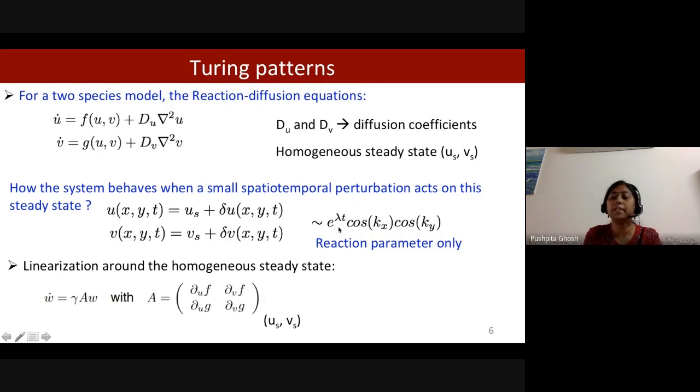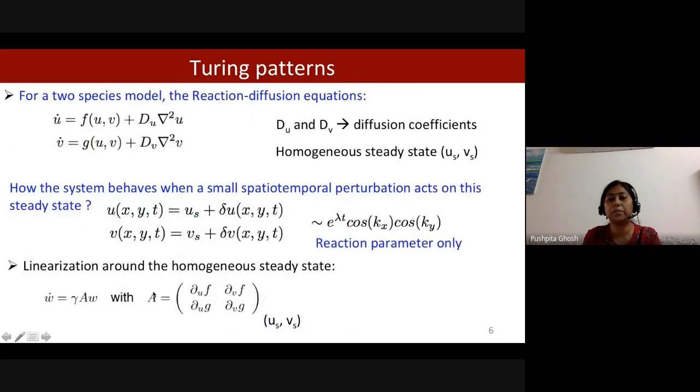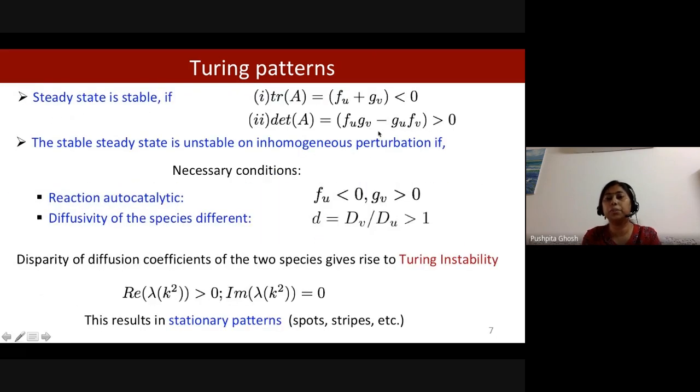Now utilizing this, you can simply linearize the system and find out the Jacobian matrix around the steady state. And then we could see the stability conditions: whether the trace of this Jacobian matrix is negative, and the determinant of the matrix is greater than 0. These are the conditions which make sure your homogeneous steady state is stable.